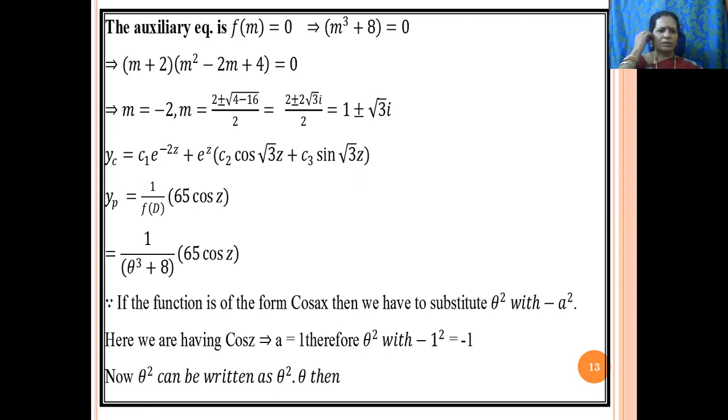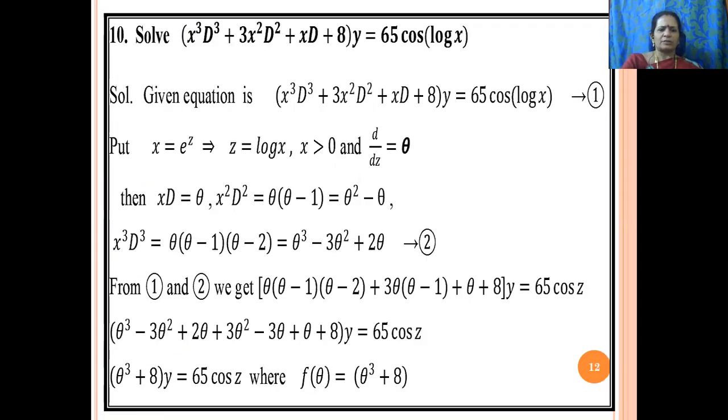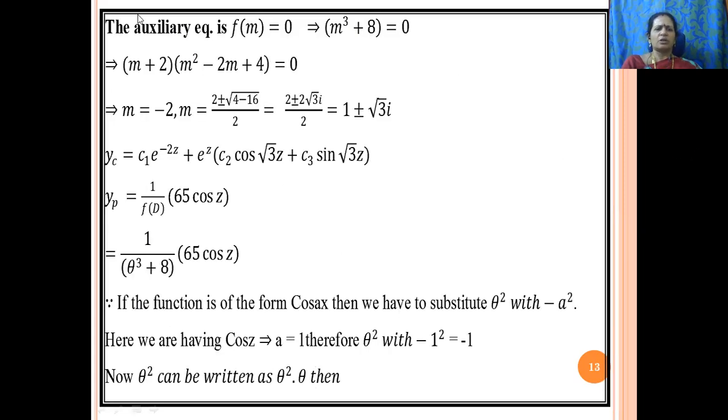So the next problem is the 10th one, the last problem in this lesson. Solve x cube d cube plus 3x square d square plus d plus 8. This is another type, right? So from this, apply the Cauchy Euler equation. We will get the equation like this. From this, we find out the auxiliary equation. This auxiliary equation is a cubic equation.